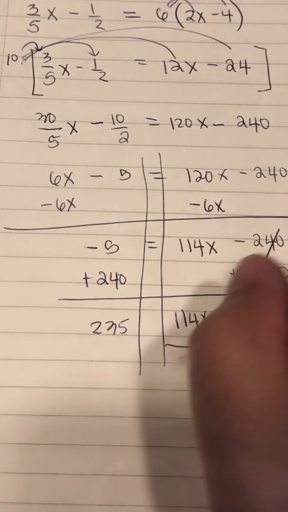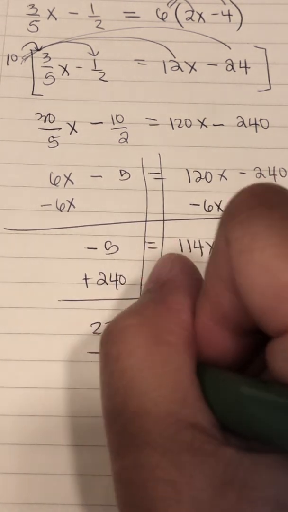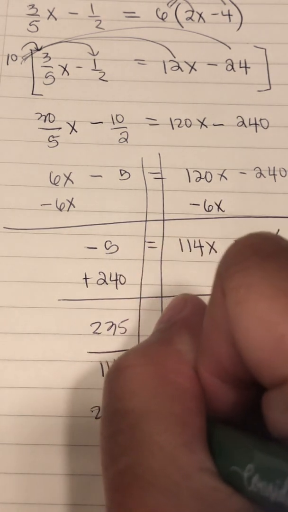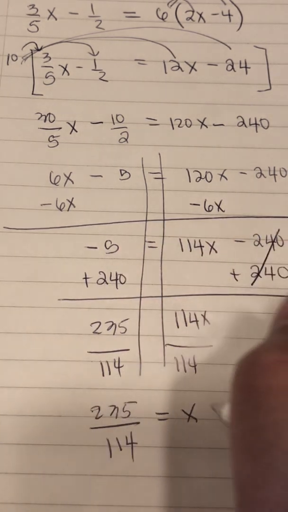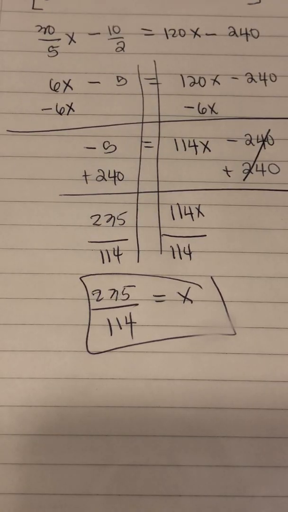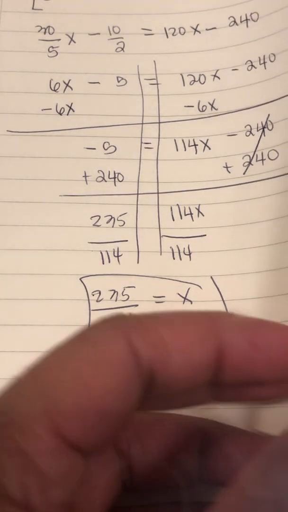Then you divide it by 114. Then x is equal to 235 over 114, or whatever that is in decimal. Okay, and I also want to show you one more thing. What if you will see an equation looking like this?